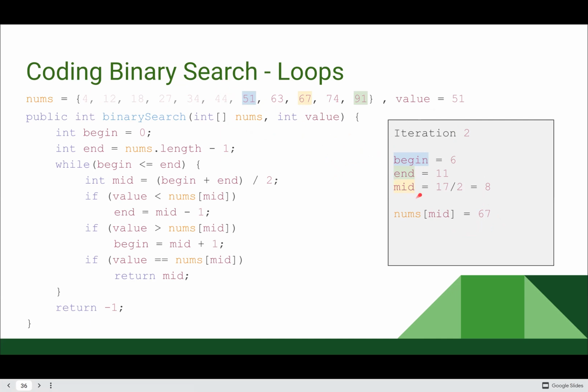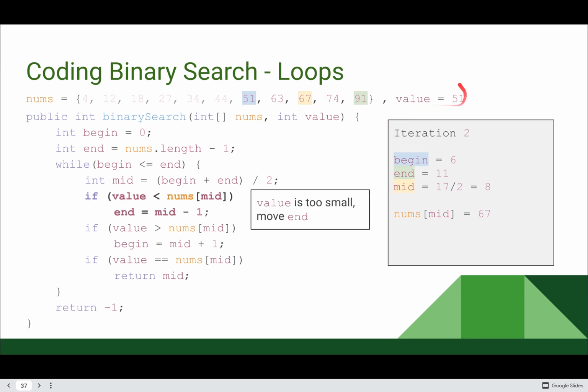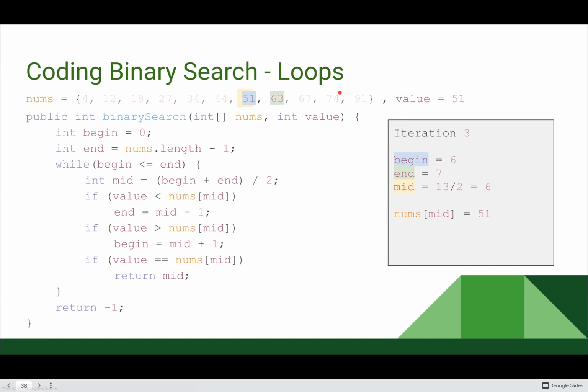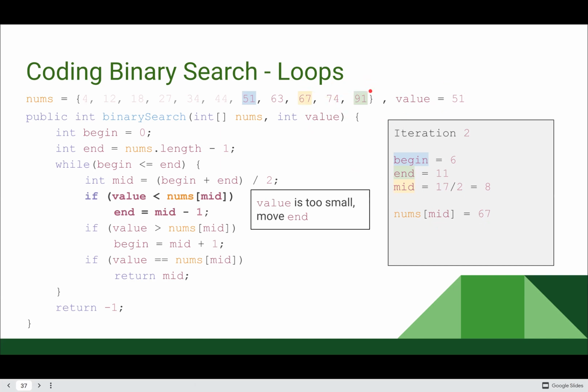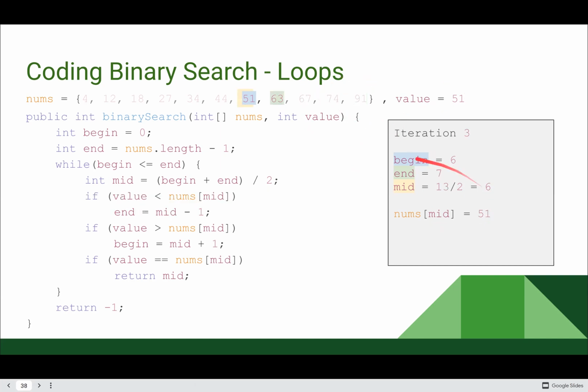So now our beginning is at 6, end is still at 11. We haven't moved it. 11 plus 6 is 17. 17 divided by 2 gives us 8 once we truncate. So our midpoint is at 8. The nums at position 8 is equal to 67. 67 is bigger than what we're looking for. So we are going to move our end because we know that nothing at or to the right of our midpoint is going to contain what we're looking for. So we're going to move our end to be 1 less than mid. We're going to move 8 to be equal to 7.